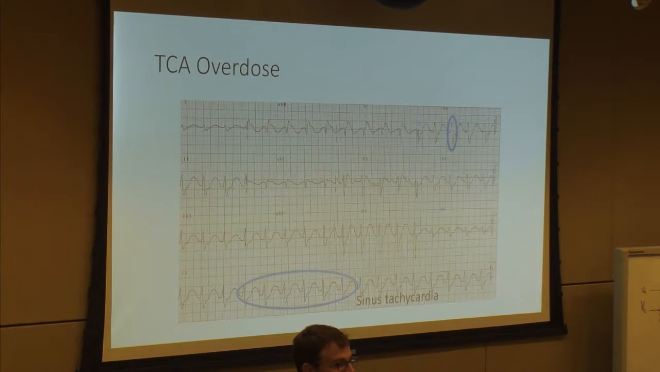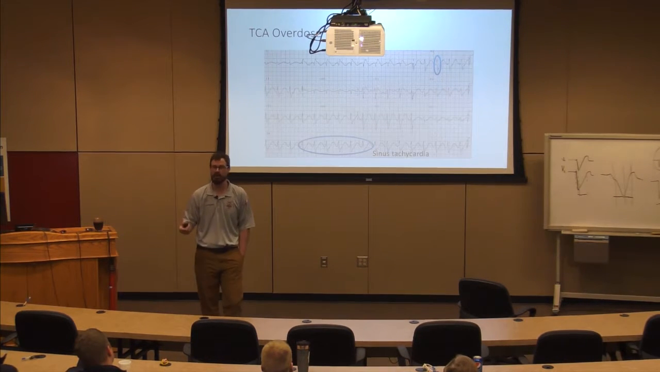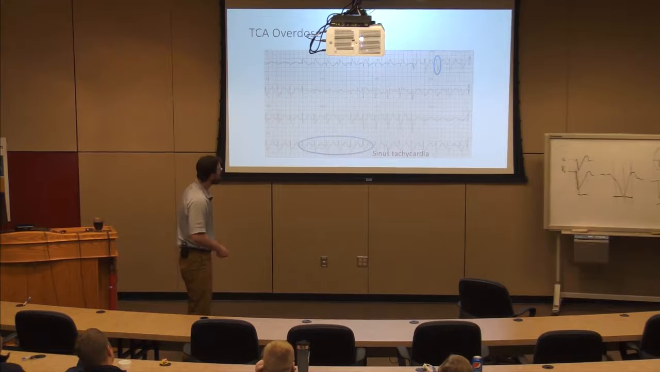It doesn't, right? I don't have my classic RSR prime up here, right? I don't have a triphasic V6 for right bundle. It doesn't even really look like left bundle, okay? So it's a bizarre, wide complex that doesn't otherwise fit into a nice category, right? So I say that's a wide complex, bizarre rhythm.